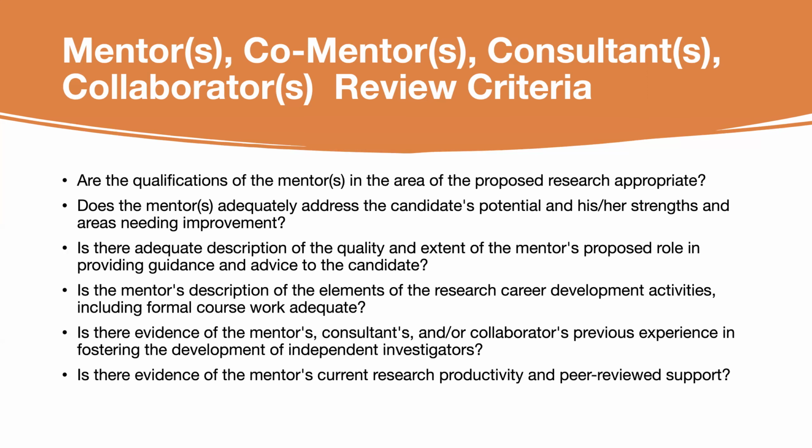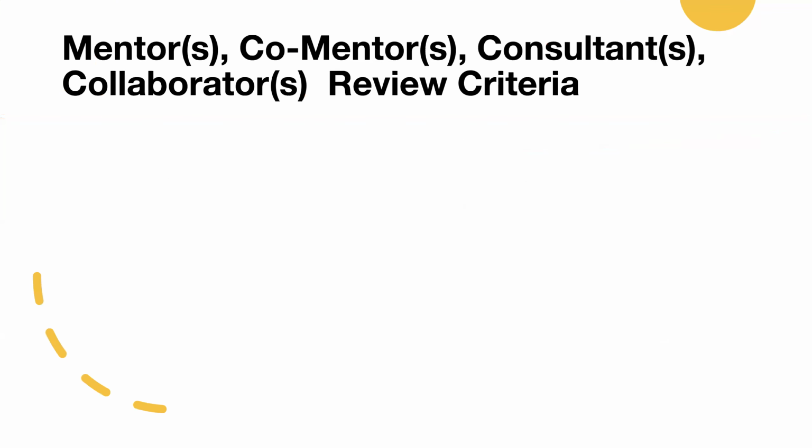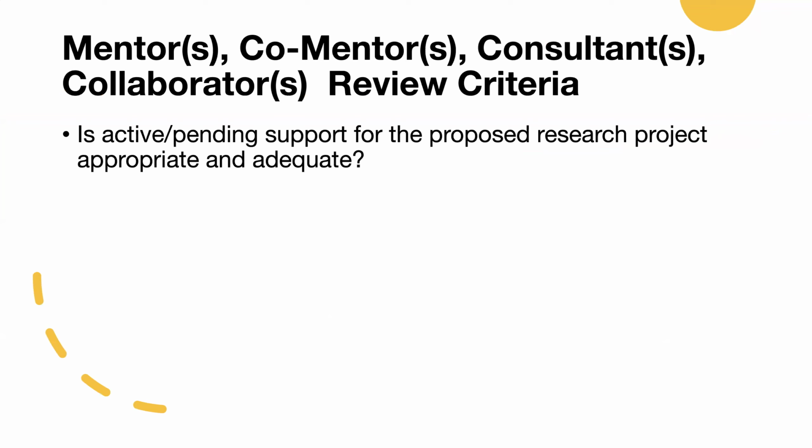And then the next review criteria is: is there evidence of the mentor's current research productivity and peer-reviewed support? So again, it's always important to have mentors who have active research funding, are productive, and have published with you ideally, but also published in the space that you're proposing the research. Another review criteria is: is the active pending support for the proposed research project appropriate and adequate? So again, if your mentor is studying sleep and cardiovascular disease, that's great because that's where your proposal is sort of within that space. So that is great because the support for the proposed research project is appropriate and adequate.